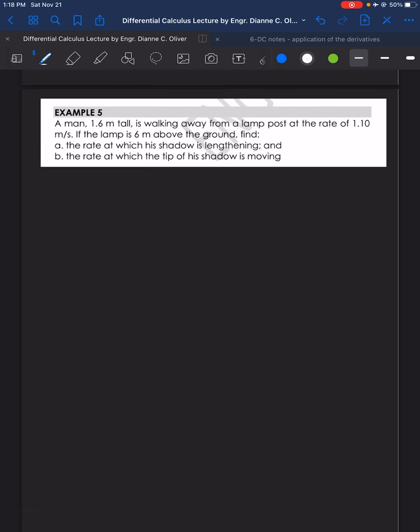Here, a man 1.6 meters tall is walking away from a lamp post at the rate of 1.10 meters per second. If the lamp is 6 meters above the ground, find (A) the rate at which his shadow is lengthening, and (B) the rate at which the tip of his shadow is moving.